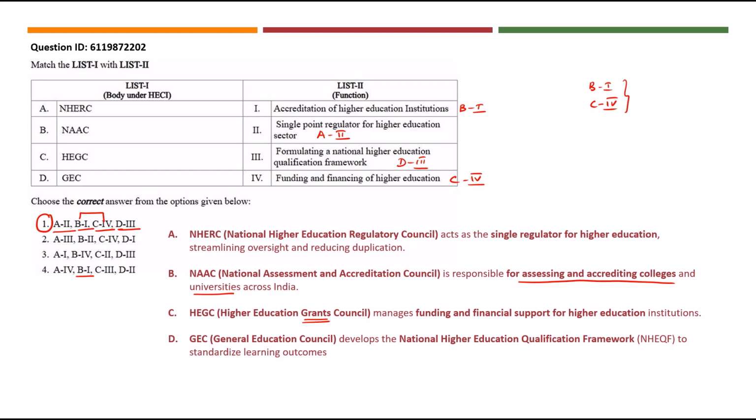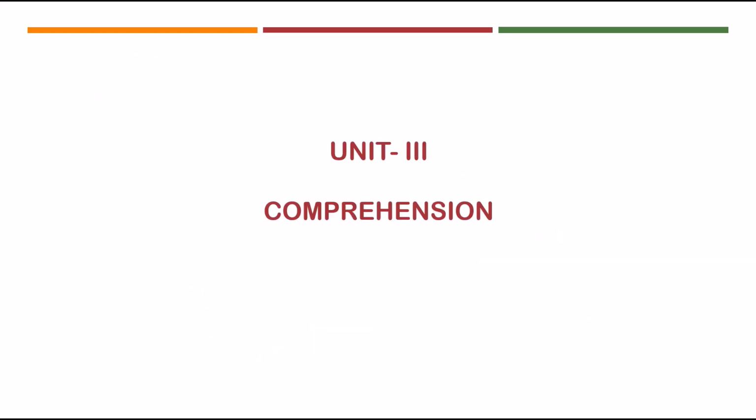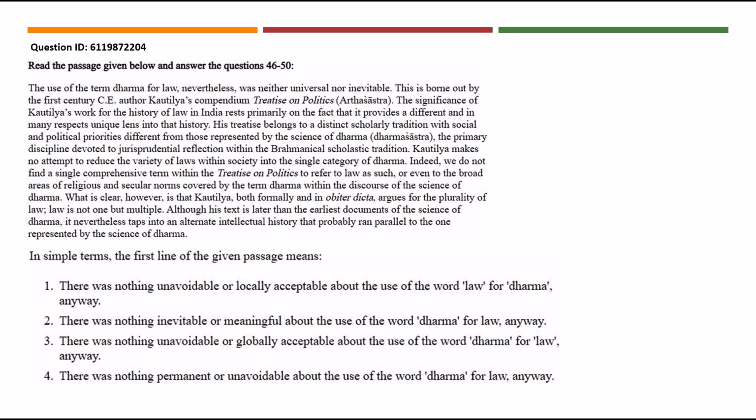We are completing Unit 10 here. We will move to Unit 3, Comprehension. Read the passage given below and answer the questions. The use of the term Dharma for law, nevertheless, was neither universal nor inevitable. So the meaning of nevertheless I have given here. It means still it is taken in this way, or though it has another meaning, it is taken in this way. Even so or however. So we can substitute however. The use of the term Dharma for law, however, was neither universal nor inevitable.